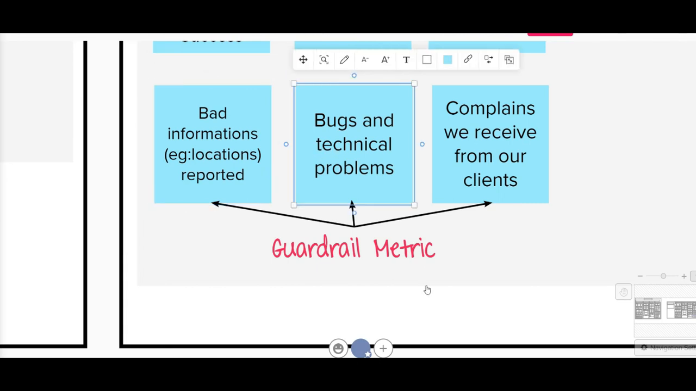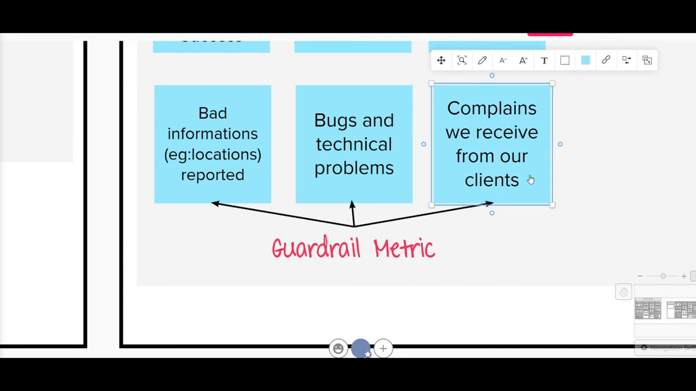This is bugs and technical problems. Definitely, we have challenges when we are introducing the new technical procedures. So definitely, we have new bugs and new technical problems. This can be tricky for a product because it can affect our customer satisfaction. And the next is the complaints that we receive from our clients. They can be on our social media, in the community, and so on. So these three different kinds of metrics are what I mentioned as the guardrail metrics for our product.